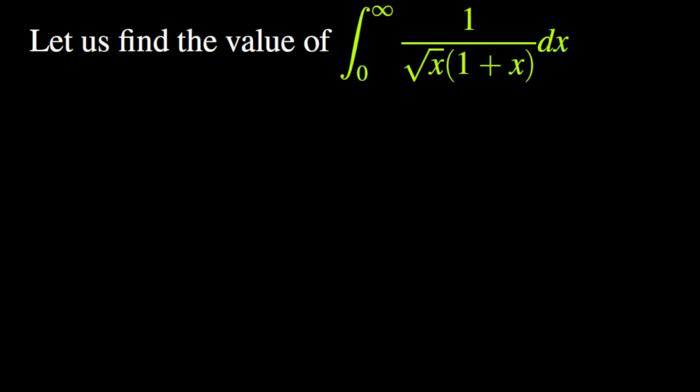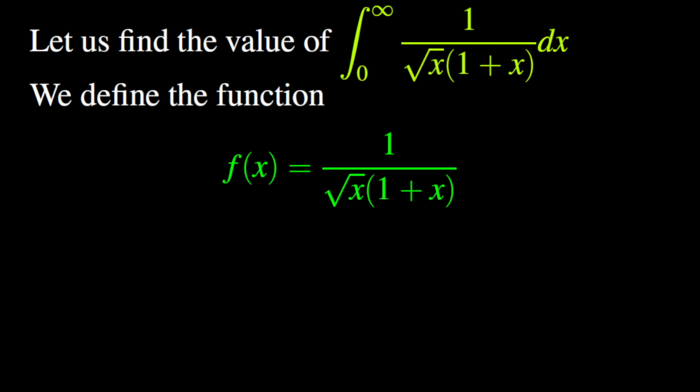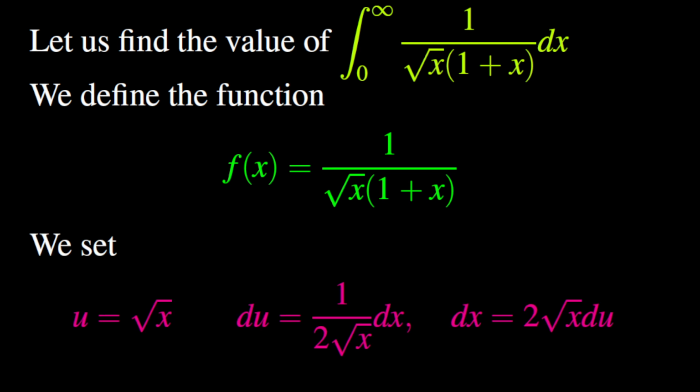Now let us compute the value of the integral from 0 to infinity of 1 over square root of x times 1 plus x dx. We define the function f of x as 1 over square root of x times 1 plus x. Our goal is first to find an antiderivative of f of x. In order to integrate this function, we need to find the proper method. Given the shape of this function, the only viable method that we can use is the u substitution method. We set u equal to square root of x, thus du is 1 over 2 times square root of x, moreover, dx is equal to 2 square root of x du.